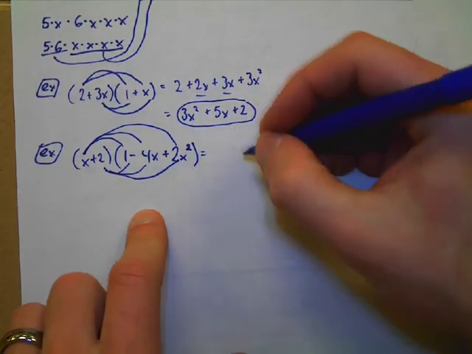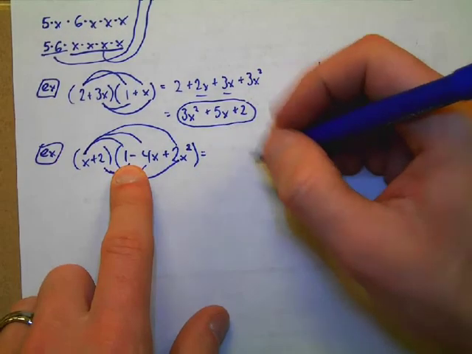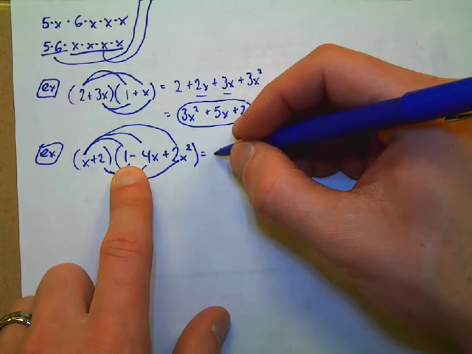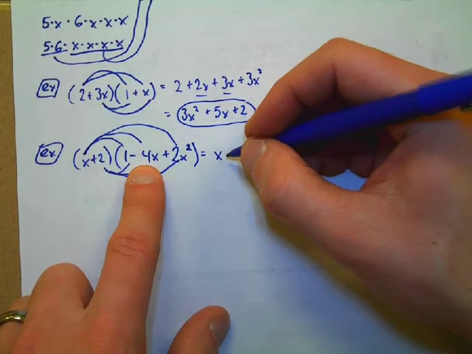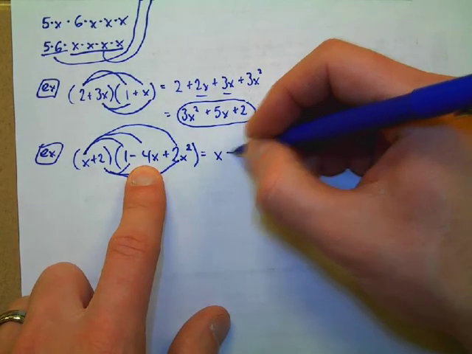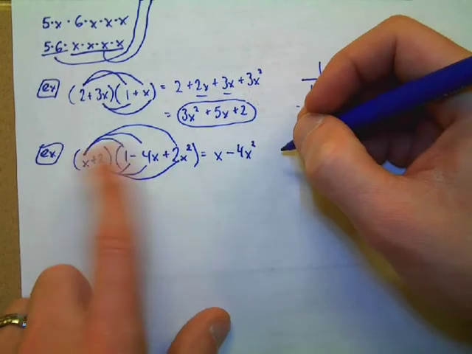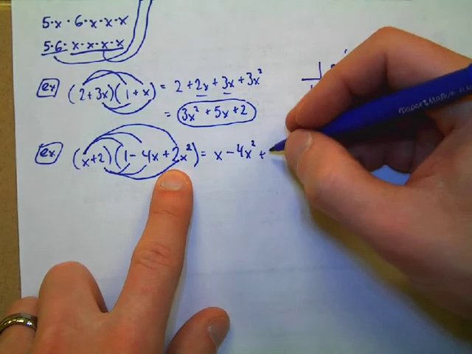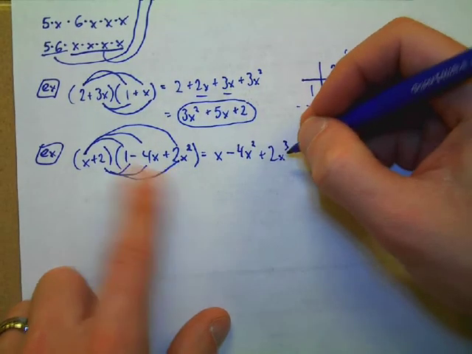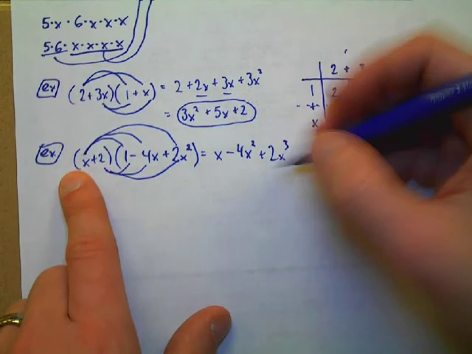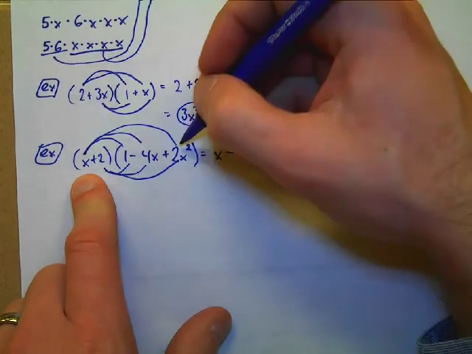Okay, so x times 1 is x. x times minus 4x is minus 4x squared. x times 2x squared is 2x to the third. Very good. And then 2 times 1. And so that took care of the x's, right? x times 1, negative 4x, and 2x squared. That took care of all the ones we had to multiply with x.